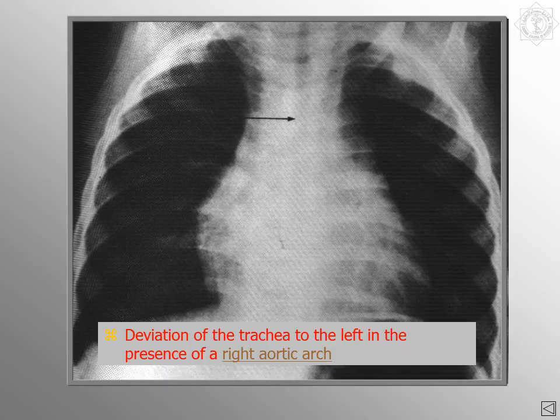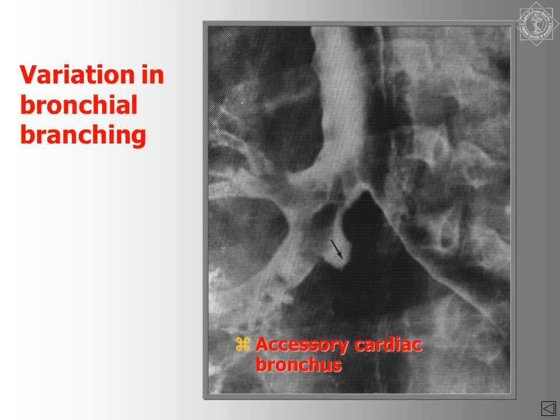Deviation of the trachea to the left is due to the presence of the aortic arch on the right, a right aortic arch. This figure shows you variation in the bronchi branching. There is an accessory cardiac bronchus in this figure.